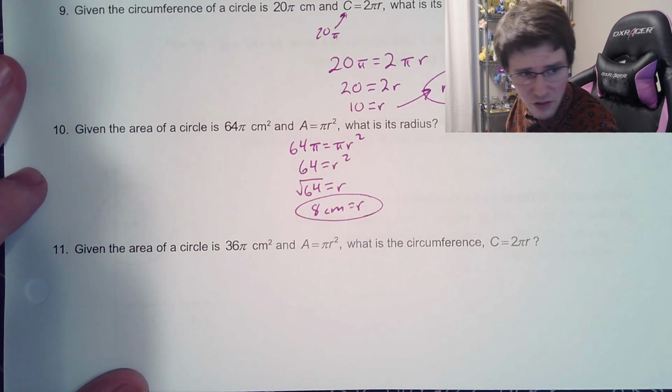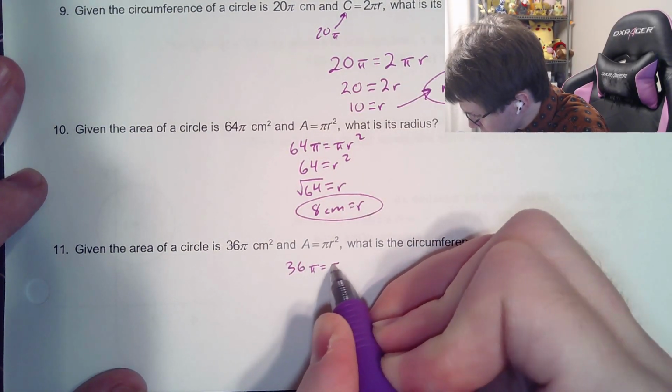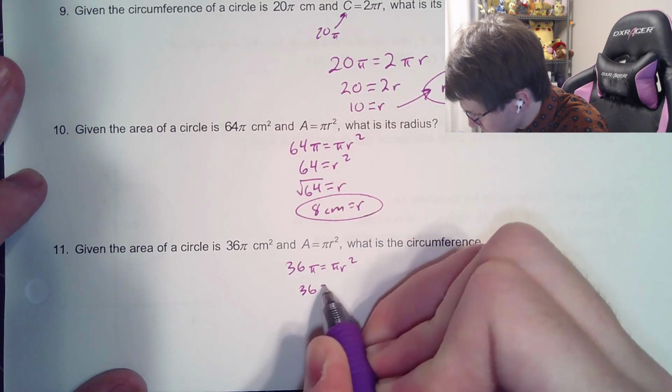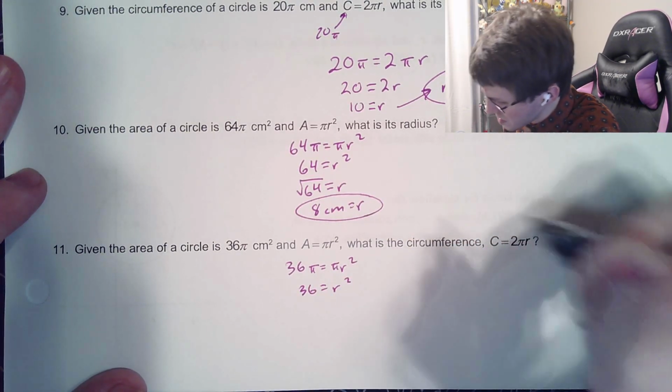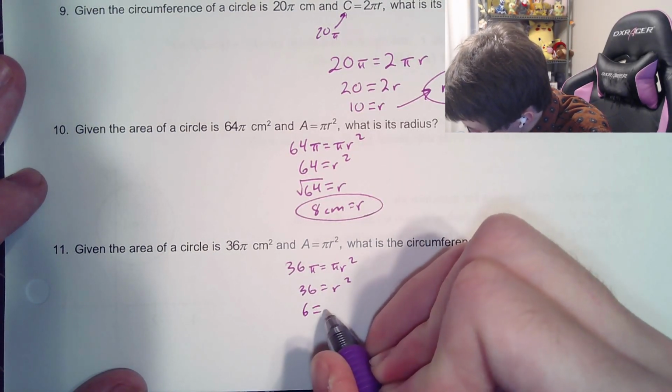Given the area is 36 pi, so 36 pi is equal to pi r squared. Therefore, 36 is equal to r squared. I'm skipping showing the square root. It's the same idea here, though. So 6 is equal to r.